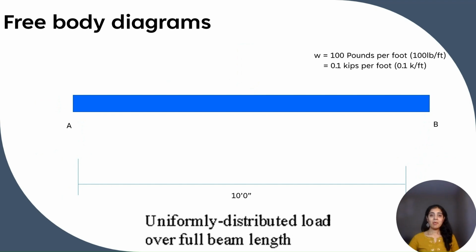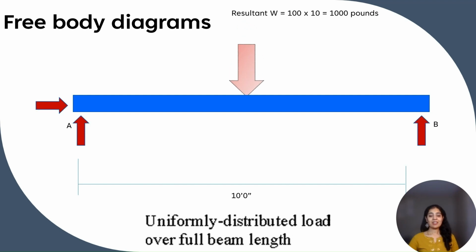So the free body diagram of this simply supported beam with uniformly distributed load will be like this. The UDL is converted to a single point force placed at the center, and the reactions are offered by the supports. So this is the free body diagram.